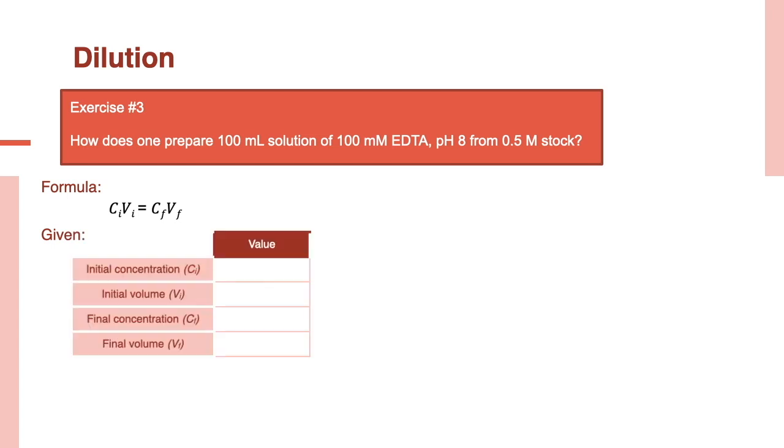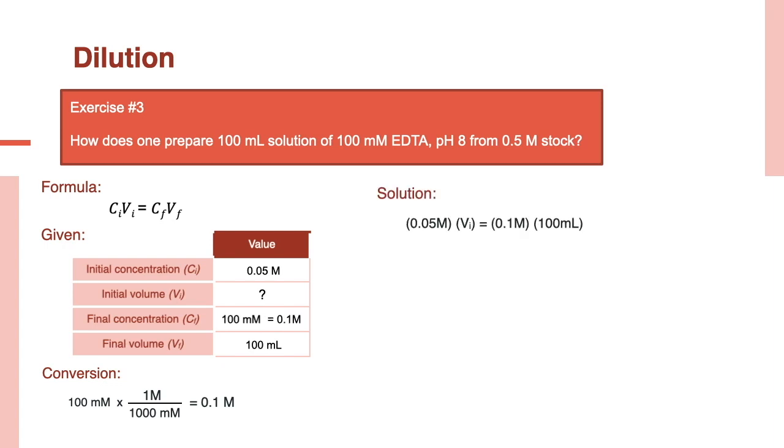The givens are: the initial concentration is 0.05 molar, the final concentration is 100 millimolar, and the final volume is 100 milliliters. What is being asked is the initial volume. To use this approach, all units must be the same. Therefore, you first need to convert 100 millimolar into molar. This can be done as follows: 100 millimolar times 1 molar divided by 1000 millimolar is equal to 0.1 molar. Therefore, 100 millimolar will be 0.1 molar.